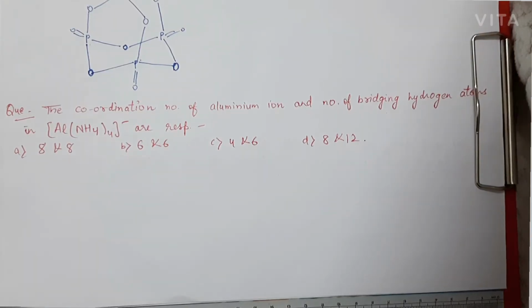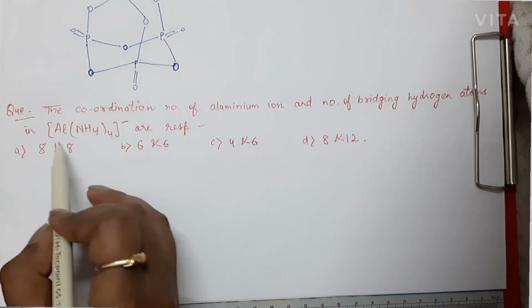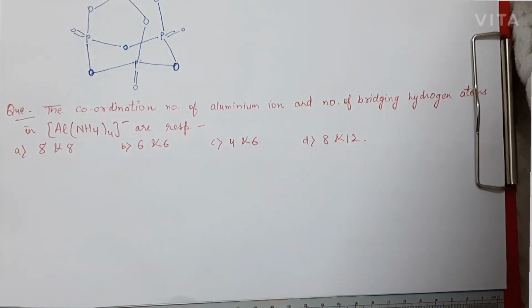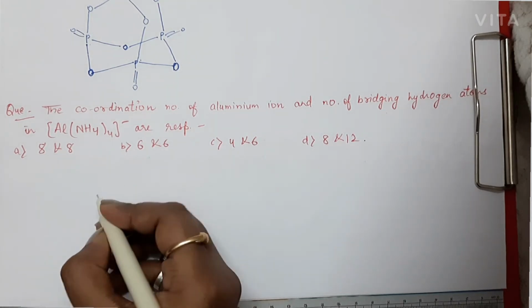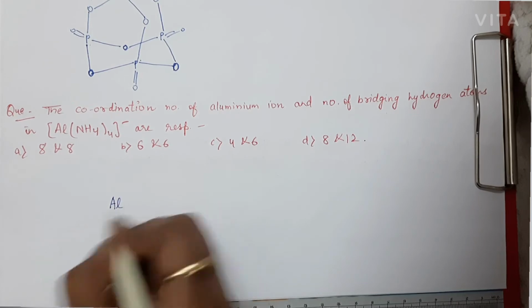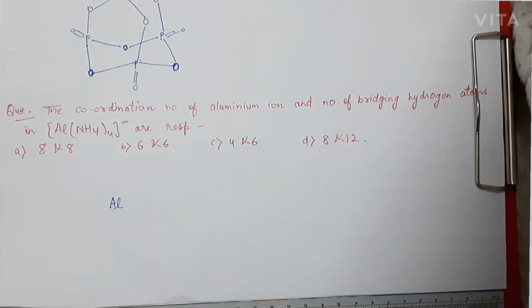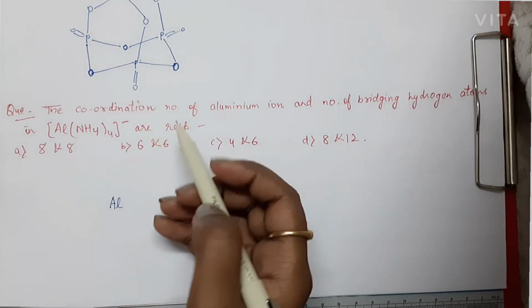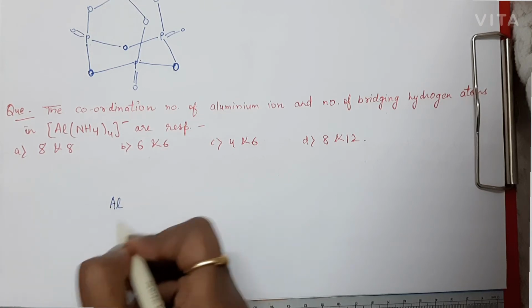In the third question, we have to find out the coordination number of the aluminium ion and the number of bridging hydrogens in this coordination complex. So for this also you should know about the structure of this coordination complex. If you don't know, then also by using some of the general concepts, you can make the structure. So basically we have the aluminium ion as the central metal ion.